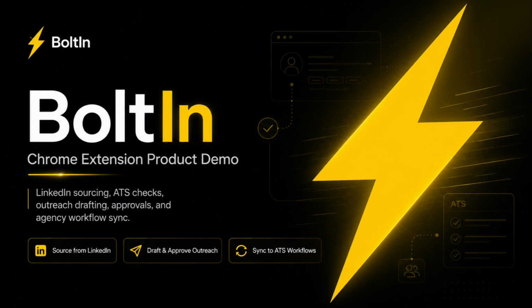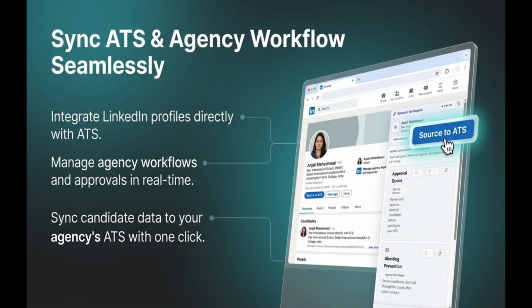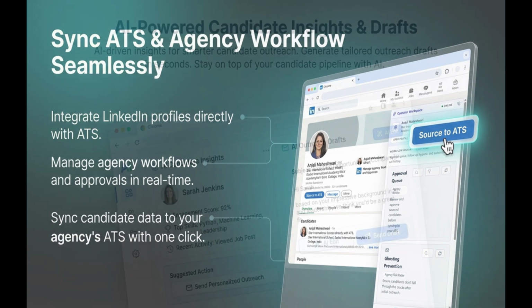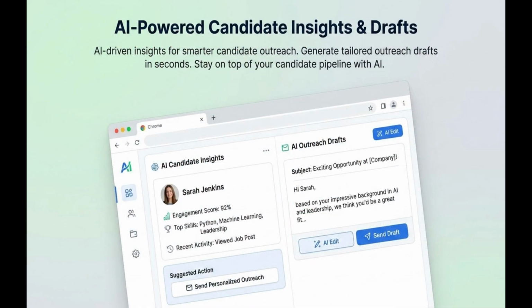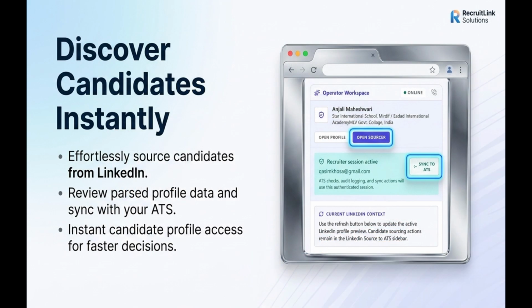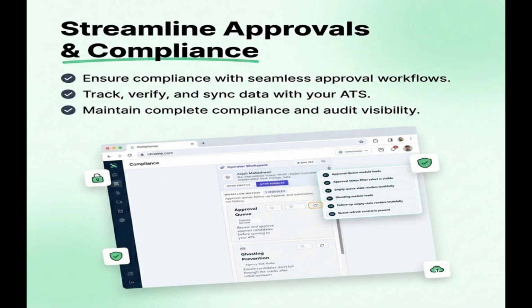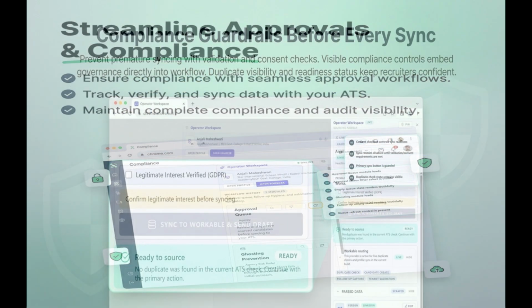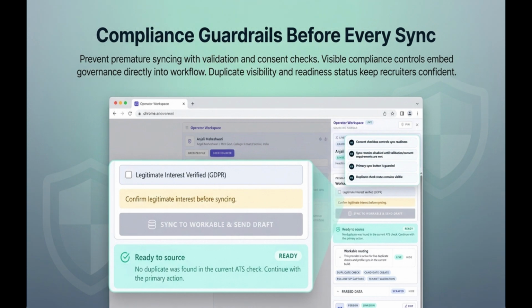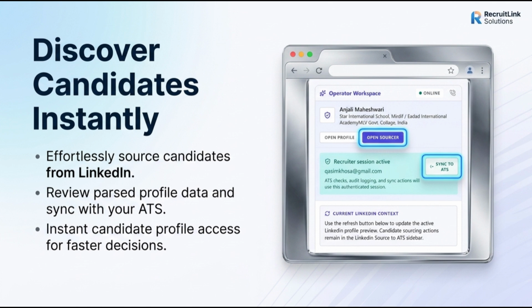BoltIn is a recruiter operating workspace built directly around the way sourcing actually happens. Recruiters still work on LinkedIn, but BoltIn adds the missing operating layer: ATS routing, approval discipline, outreach drafting, follow-up hygiene, compliance tracking, and agency-level setup. The goal is not to replace the ATS or LinkedIn. The goal is to make every sourcing action cleaner, safer, and easier to manage from one compact Chrome extension.